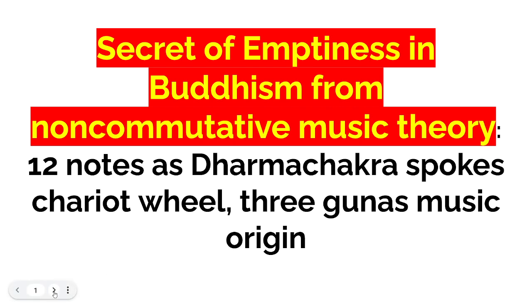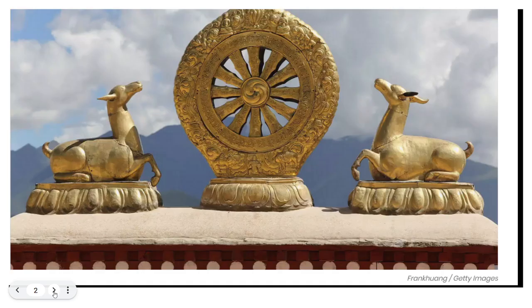And so here's an image from Thailand of the Buddhist Dharmachakra with the 12 spokes of the wheel. And it has a yin yang symbol in the center of it. It's actually three. I'll get into that.